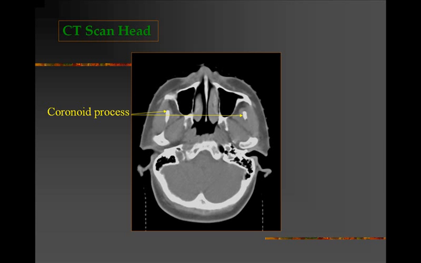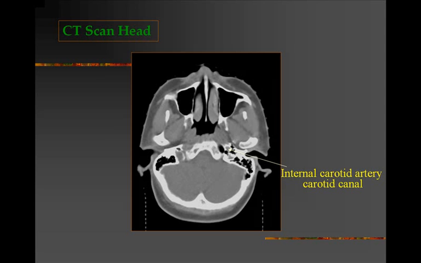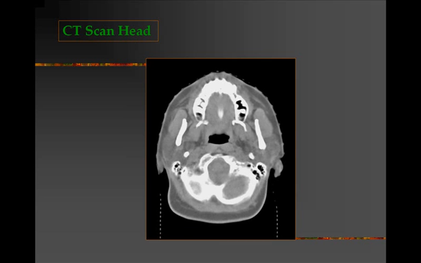The coronoid processes of the mandible are seen lying laterally on either side. The internal carotid artery in the carotid canal is seen here, and lying posteriorly and laterally are the mastoid air cells. Going further inferiorly to the level of the foramen magnum, we find the incisor teeth anteriorly and the foramen magnum posteriorly.